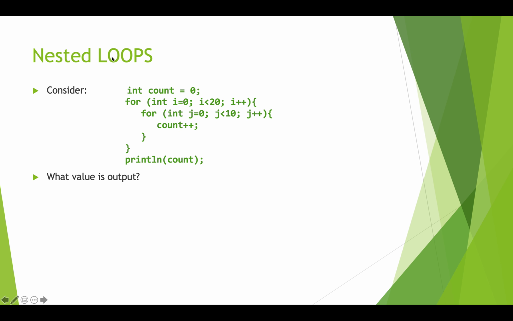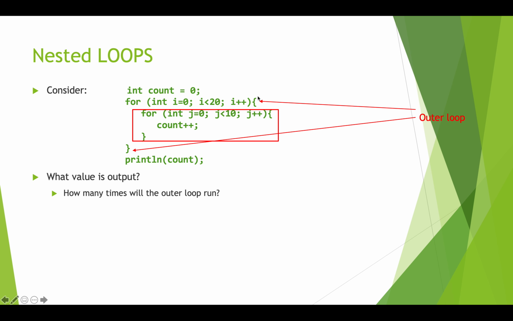If we look at this example, at the end we want to print out the value of count, and this is the variable that's being increased by 1 every time we go through the inner for loop. So the question is, what will be printed out here? What is the output? What that question is really asking is, how many times does this loop run? And we need to know how many times both loops run, the outer loop and the inner loop.